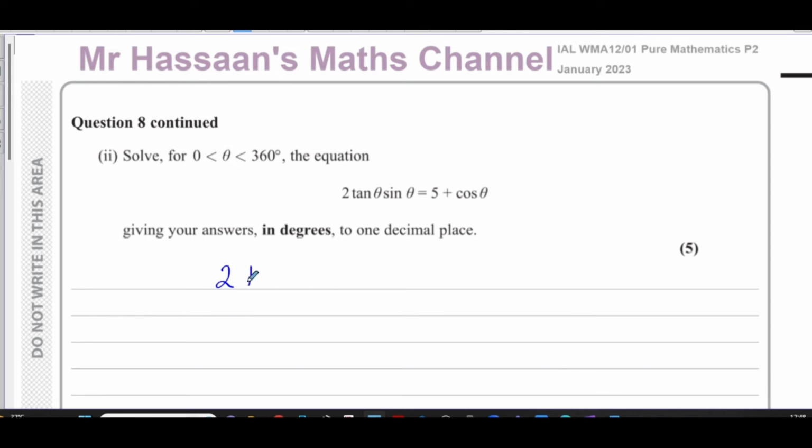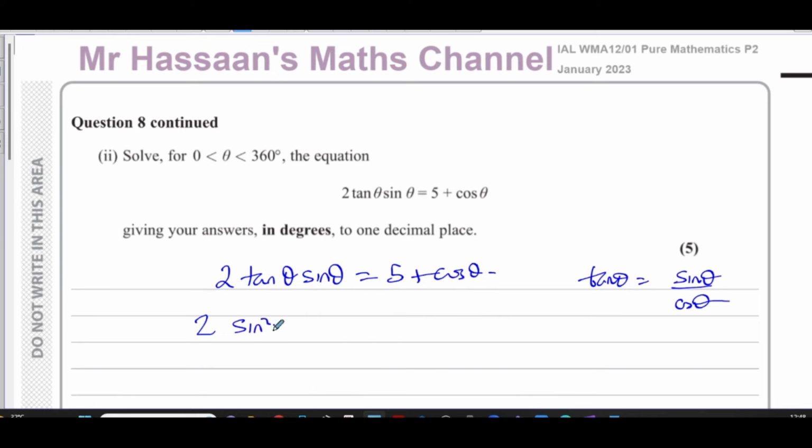So we have something here which at first sight looks a bit weird to solve. The only thing I can really do is try to use some identities. Right in the beginning, I guess, is to change this tan theta into sine theta over cosine theta, using the identity that we should know. So this is 2 times sine theta over cosine theta times sine theta is equal to 5 plus cosine theta.